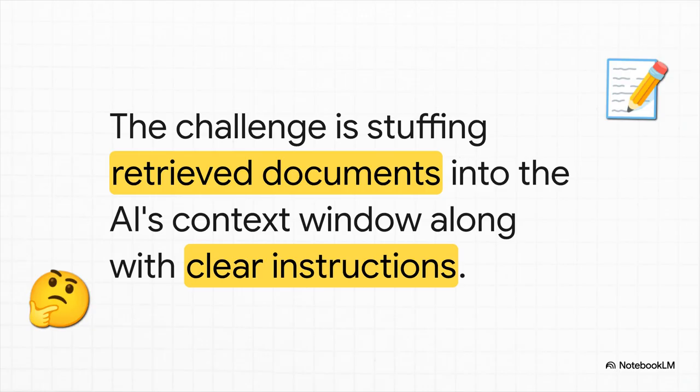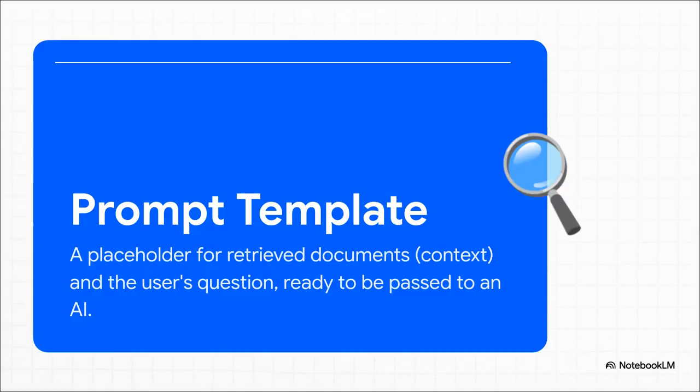We take those documents we found, those are our ingredients, and we have to stuff them into the AI's context window. Then, right alongside them, we give it our recipe, a really clear set of instructions that tells the AI exactly what to do with all that stuff. In the AI world, this recipe has a name. It's called a prompt template.